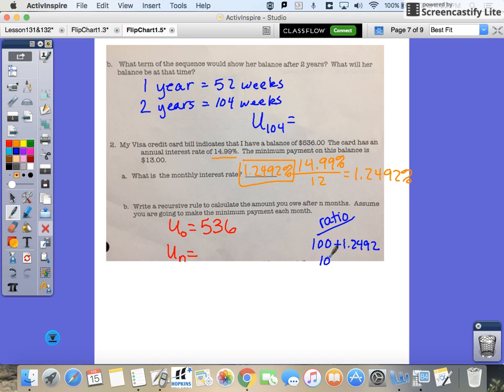Each month. So you've got 101.2492% divided by 100 equals 1.012492. So your ratio is 1.012492. U sub n minus 1, and then minus 13. It's minus because you're making a payment. So you are decreasing what you owe. You're decreasing by $13 every time you make a payment.